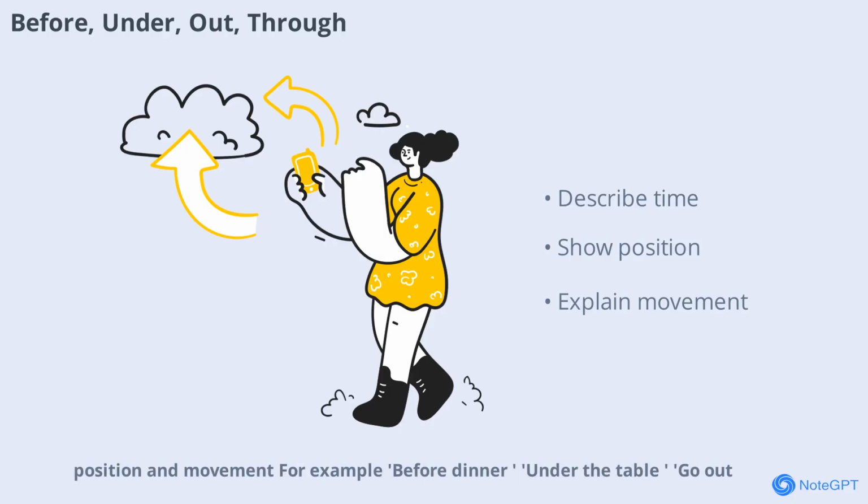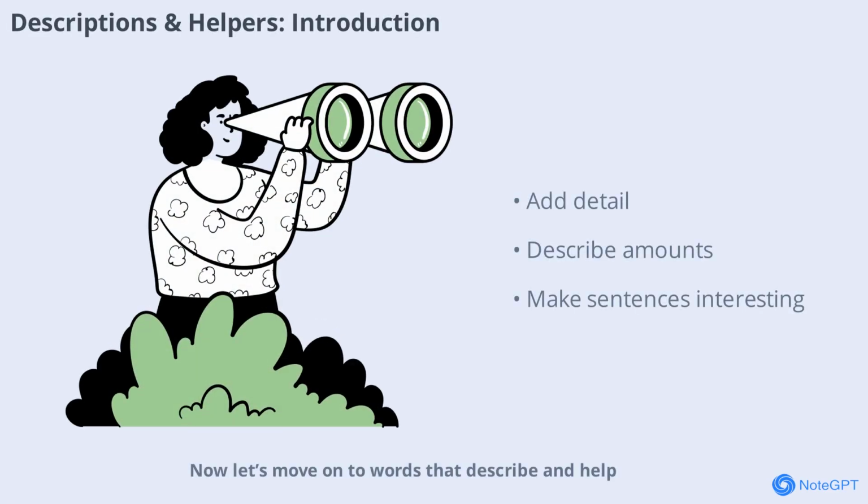For example, before dinner, under the table, go out, or walk through the park. These words are useful for describing when and where things happen. Now let's move on to words that describe and help. Adjectives and adverbs add detail, describe amounts, or change the strength of a statement. They make your sentences more interesting and precise.